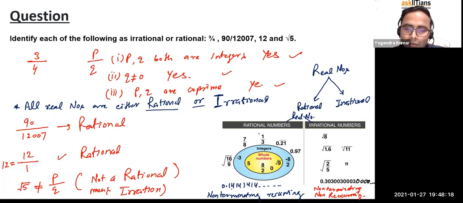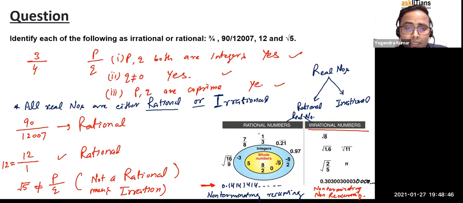Non-recurring. Now, how do we bring this form to P by Q form? We are going to see that next. How do we bring this decimal form to P by Q form? We are going to learn that. But this non-terminating and non-recurring form cannot be brought to P by Q form. That's why it is irrational, right?